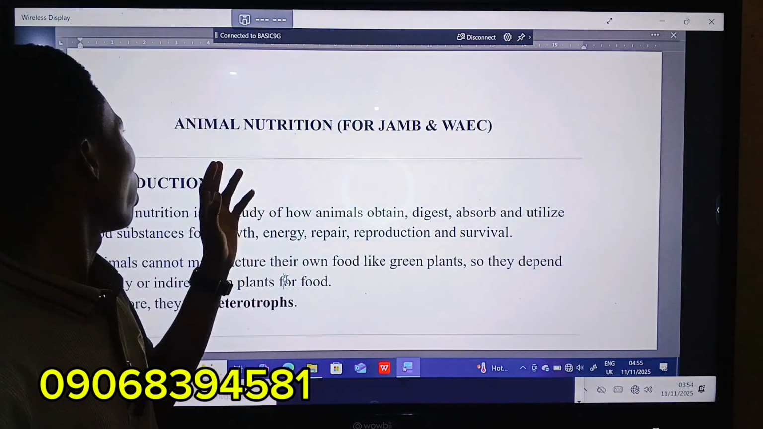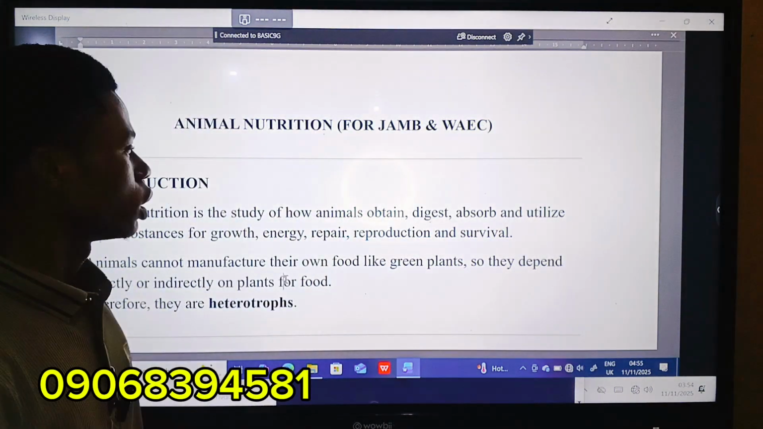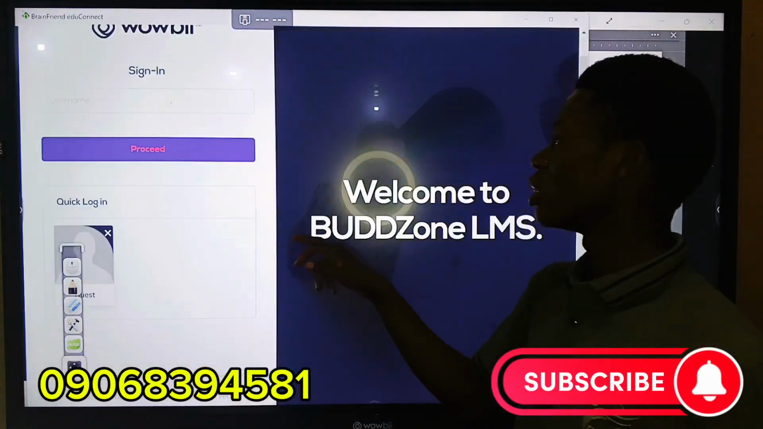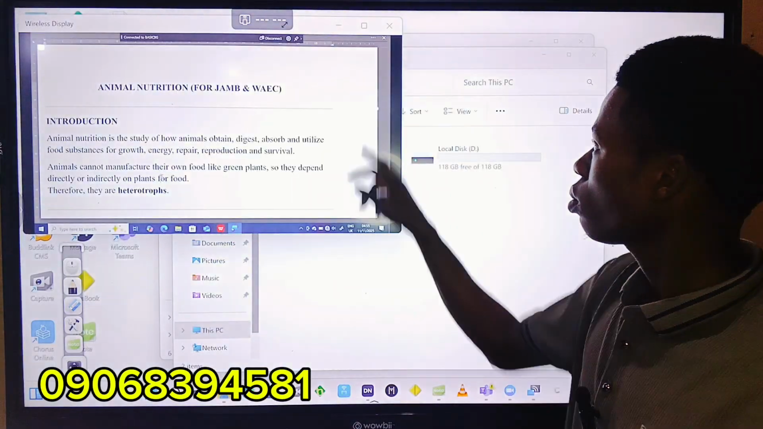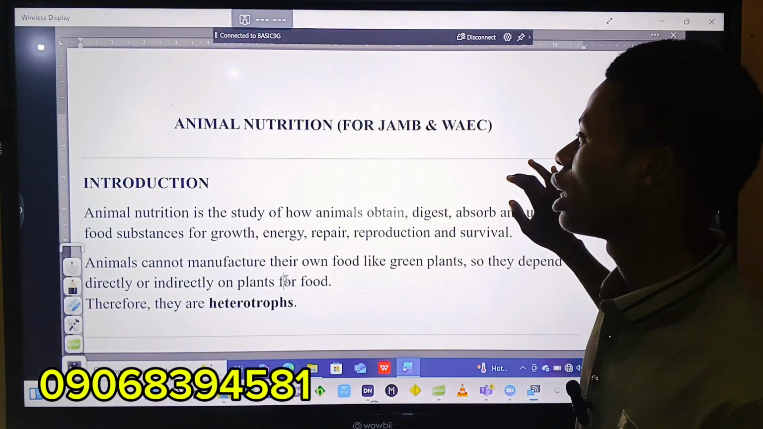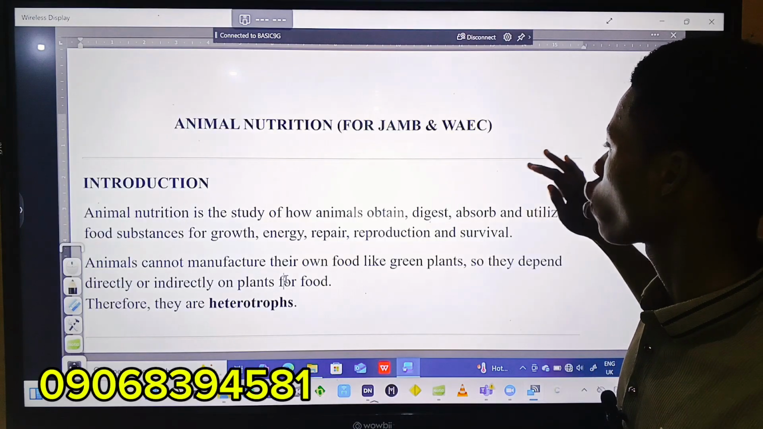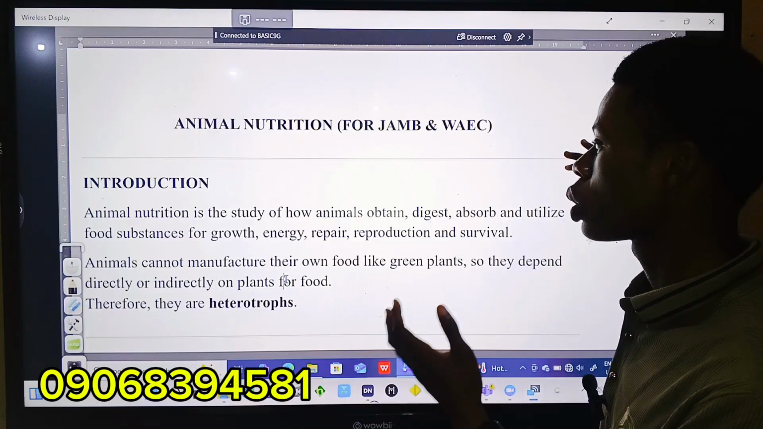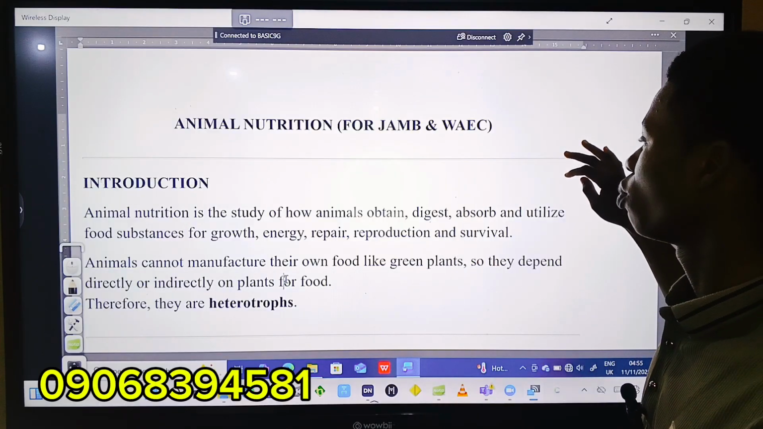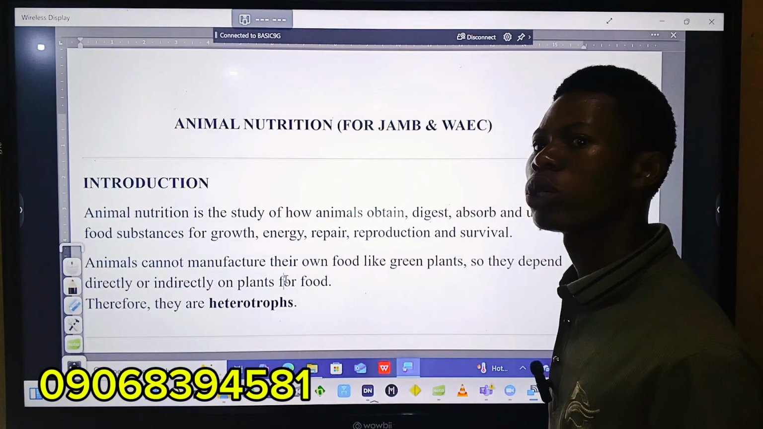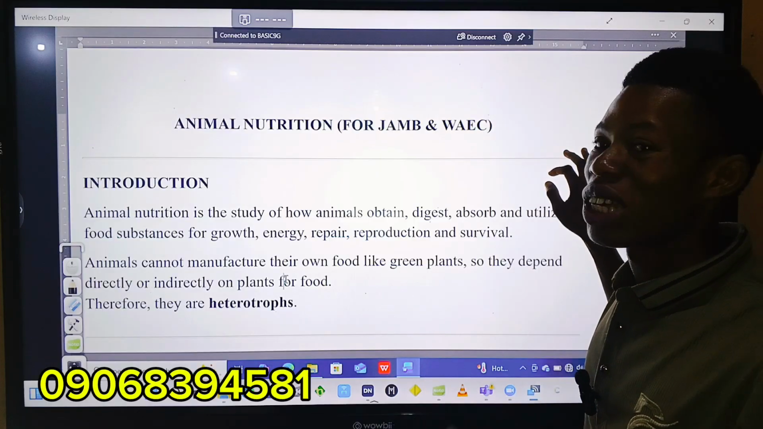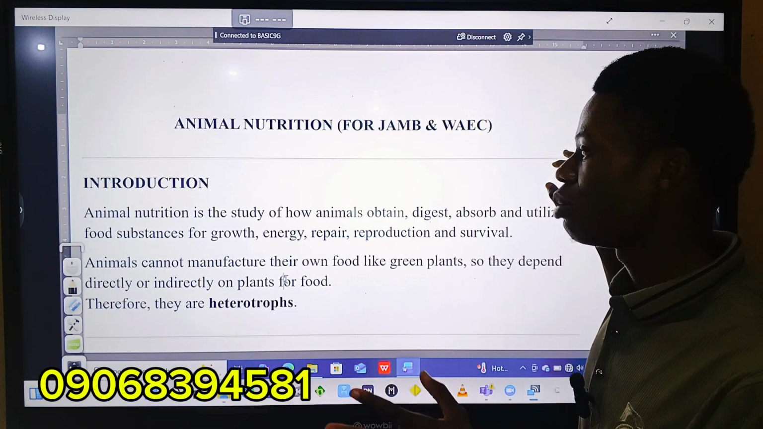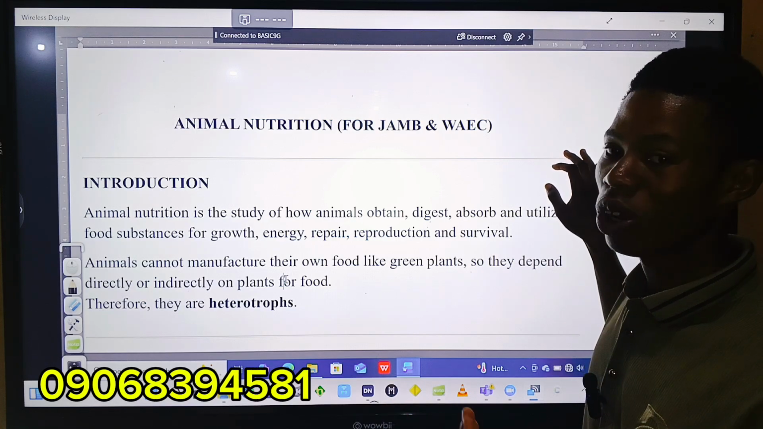Alright, so animal nutrition, let's start from there. Now, anytime you hear animal nutrition, we are looking at the study of how animals obtain, digest, absorb and utilize food substances for growth, energy, repair, reproduction and survival. So we're just looking at how animals feed, how they use the nutrients in their body. That is animal nutrition. So animals cannot manufacture their food.